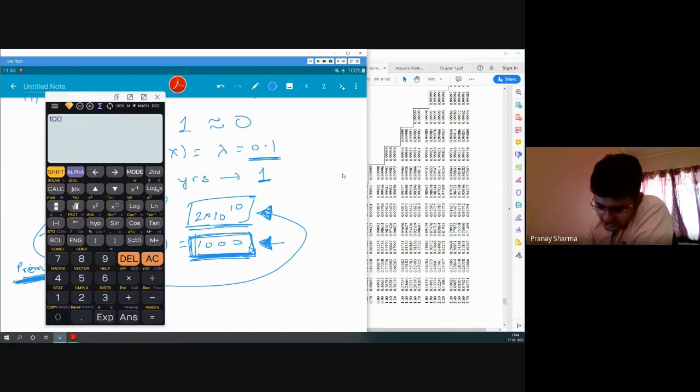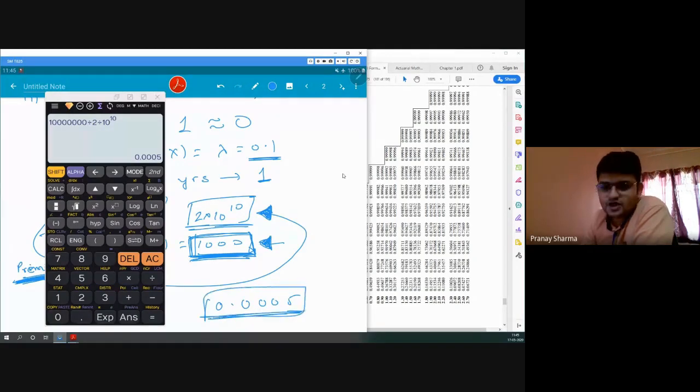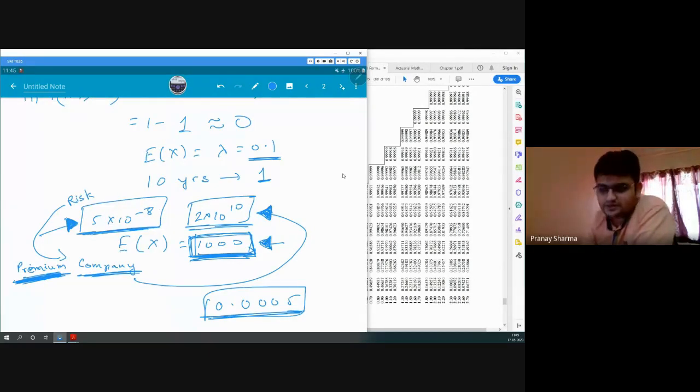How much premium should I charge? So I'll say in a year I'm paying 1 crore rupees, and I'm charging premium to 2 into 10 raised to 10 people. Okay. So I should charge 0.0005 rupees to each person. This is how premium is calculated. This is a very simple example, a very primitive example, but this is how we calculate it. This is the concept of insurance.